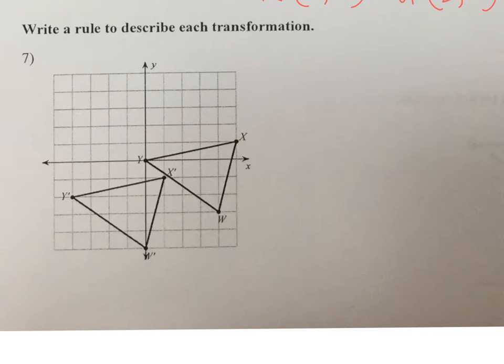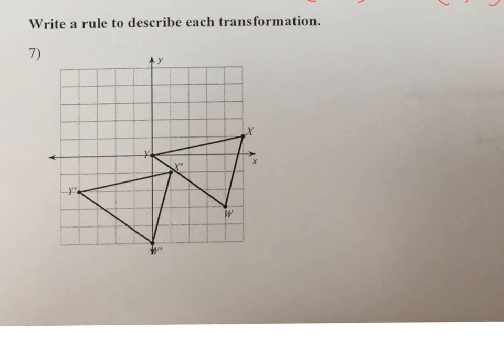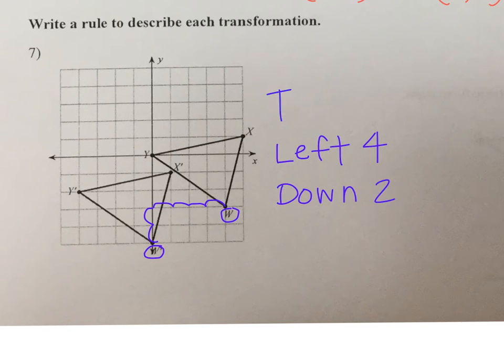Okay, so that means I'm going to slide. I'm going to use the W because that'll just be easy. So my W is right here. So this new W is way down here. So first you go to the left or right. Obviously we go to the left. 1, 2, 3, 4. We go 4 to the left, and then we got to go down. 1, 2. Down 2. And that is a translation.